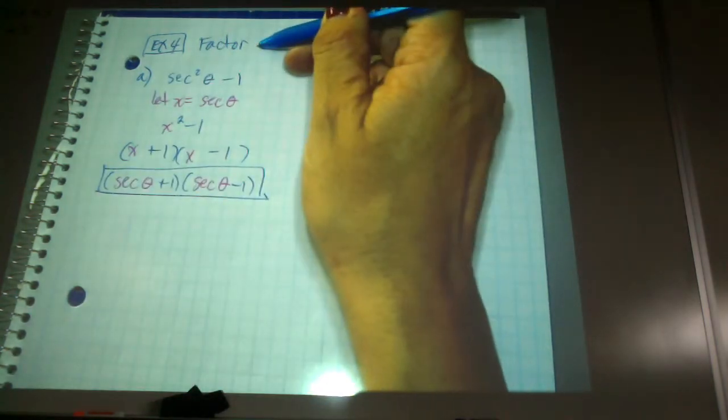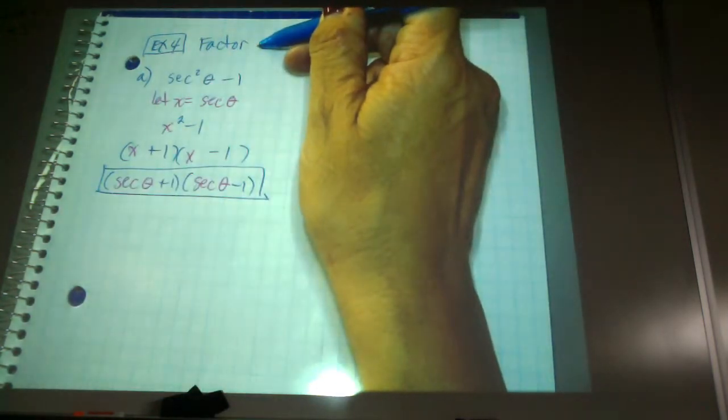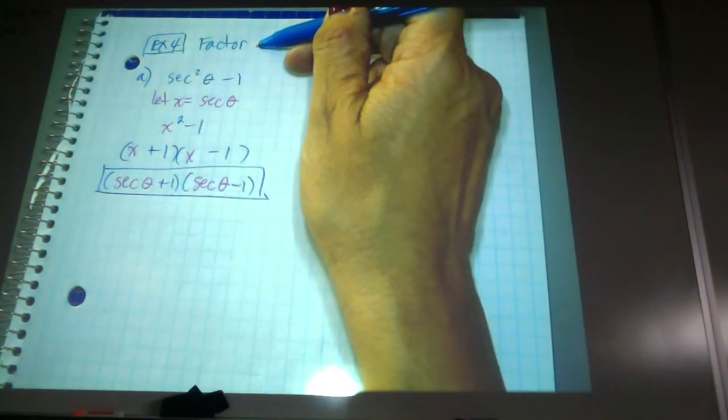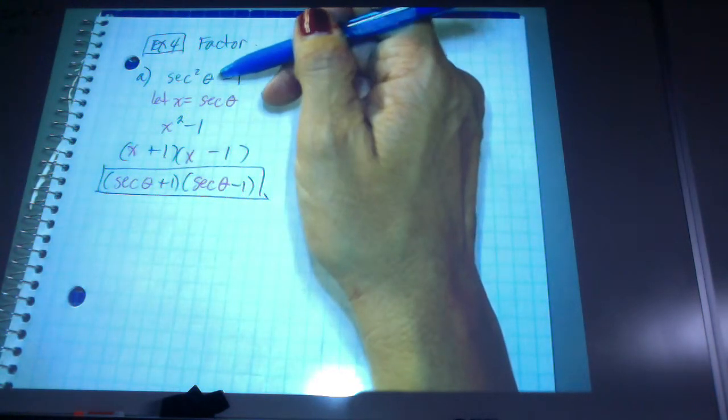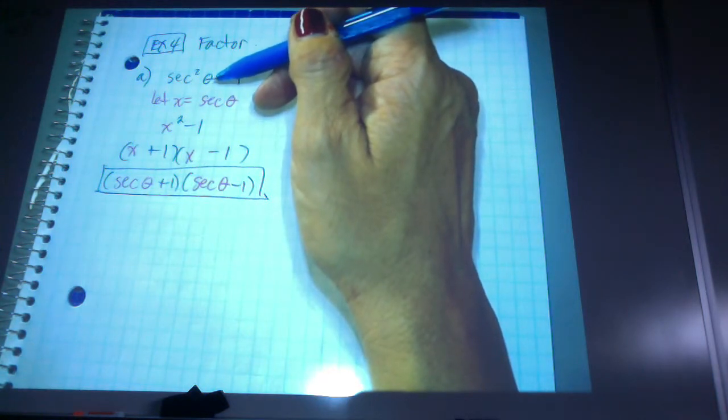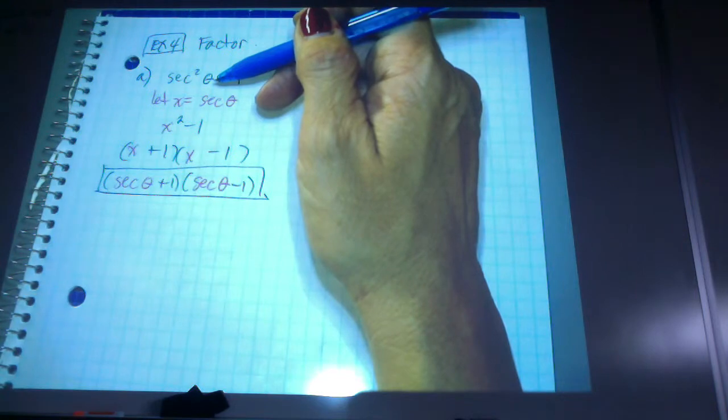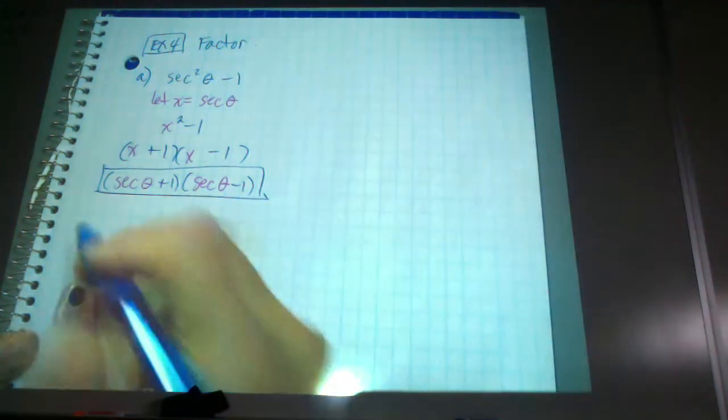Because the directions said to factor. They didn't say simplify. If the directions had said simplify, you would have had one step. We would have replaced that with tangent squared of theta, and we'd be done. So there is a difference between the directions of simplifying versus factoring, so do know that. All right, so let's look at B.